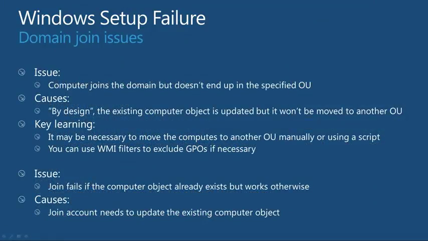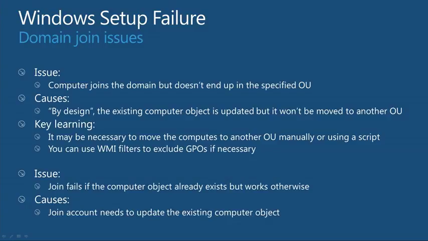Another common issue isn't fatal, but is by design. You can tell Windows to join the domain in a particular OU. It'll join the domain just fine, but it'll ignore the OU part. So the computer will end up in the original OU where the existing computer object was. It's been like that for an eternity, but it's really irritating.